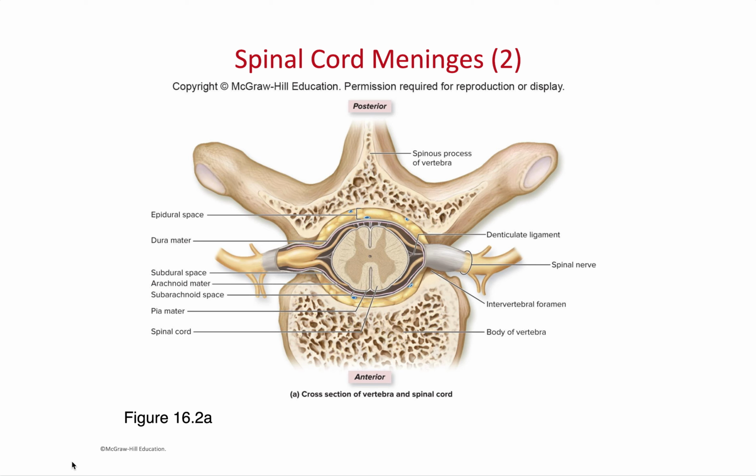So when we start looking at the divisions, particularly the meninges, the different connective tissues are very similar in the central nervous system between the brain and the spinal cord. We'll start with the outermost meninge, which is called the dura mater. From the dura mater to the outside portion of the vertebral column, what we'll see is that it has this epidural space.